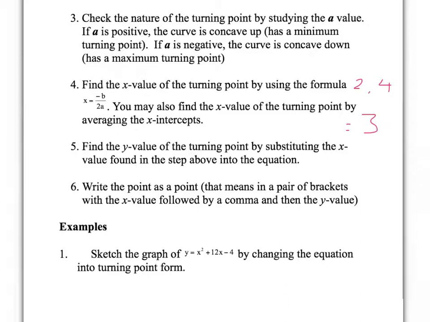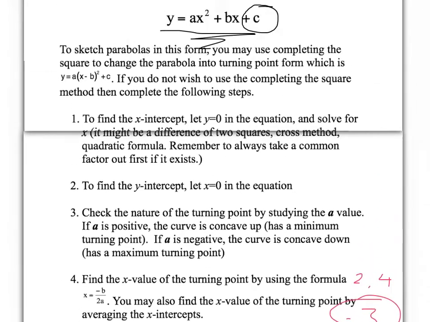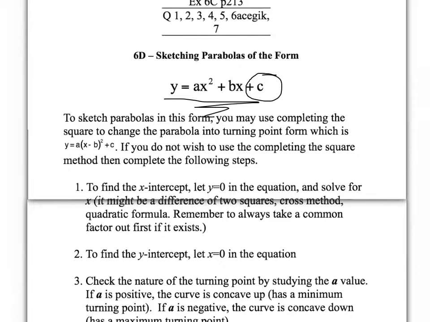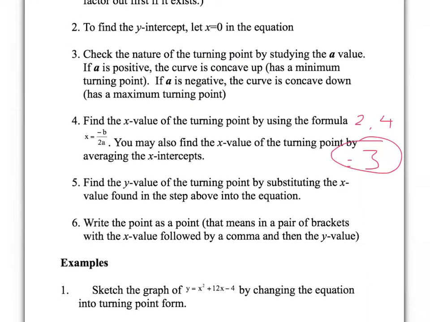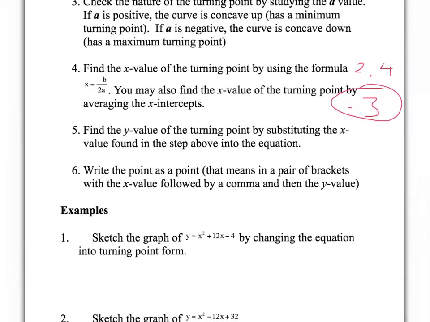Step number 5, find the y value of the turning point by substituting the x value found in the step above into the equation. So hypothetically, if our result was 3, we would then take that number and substitute it back into this equation up here. And that would give us a value for y, which we would then use in our turning point.